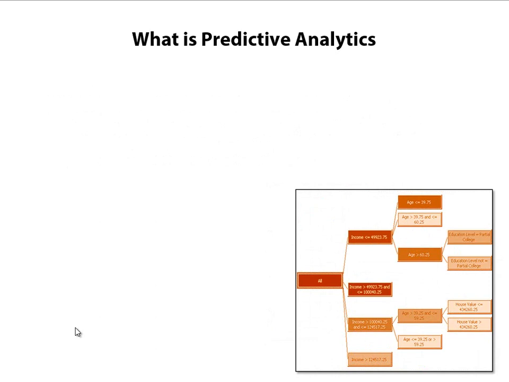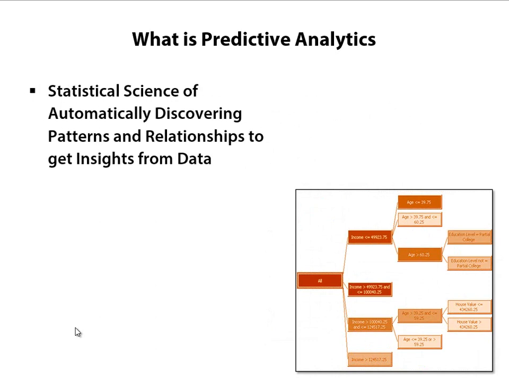So what is predictive analytics? At the very core, it is a statistical science of automatically discovering patterns and relationships to get immediate insights from your data. The key is that it is automatic. There's no human interaction. And typically, it's predicting the likelihood of an outcome. The outcome could be a segment of a customer, maybe whether an activity is fraudulent or not. It may be a value, such as an estimate.